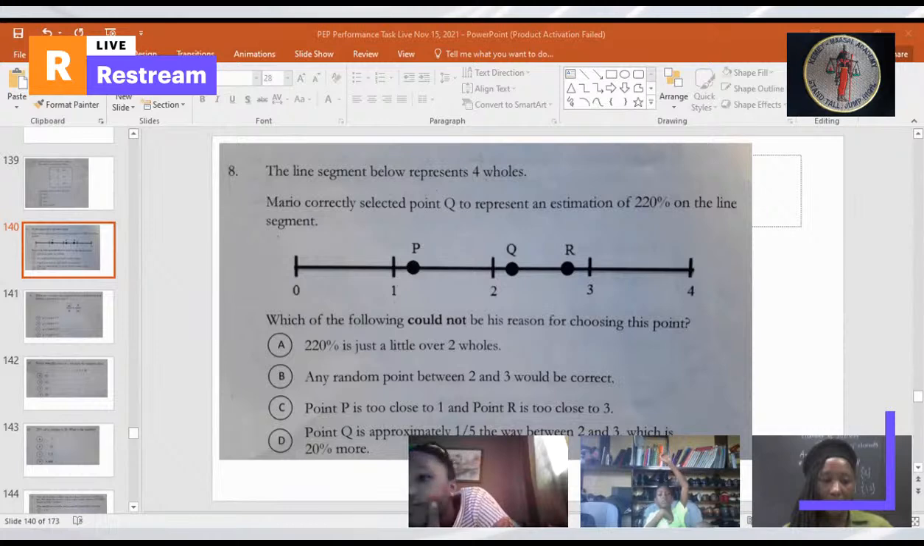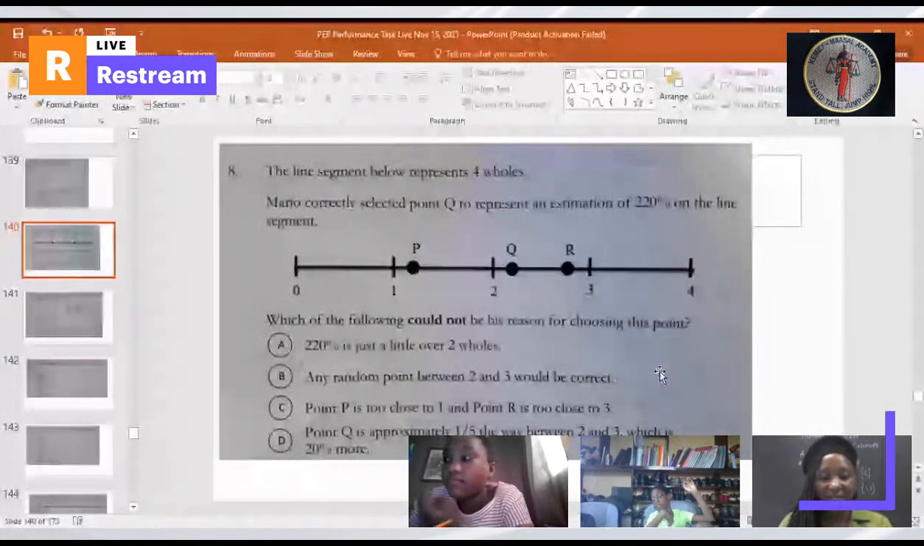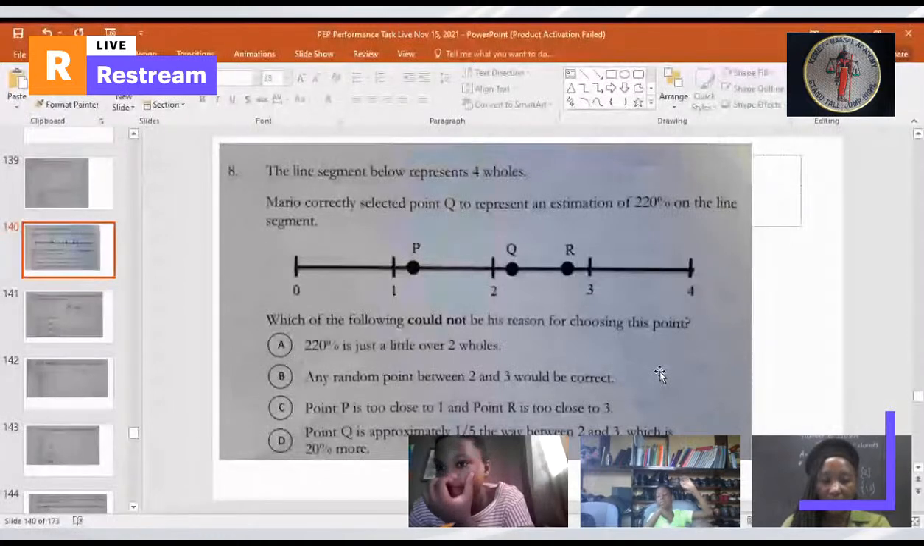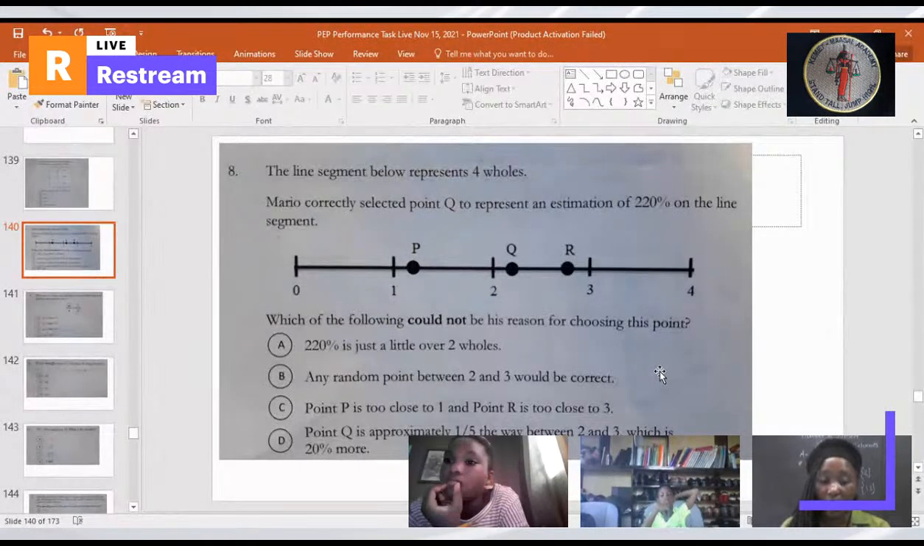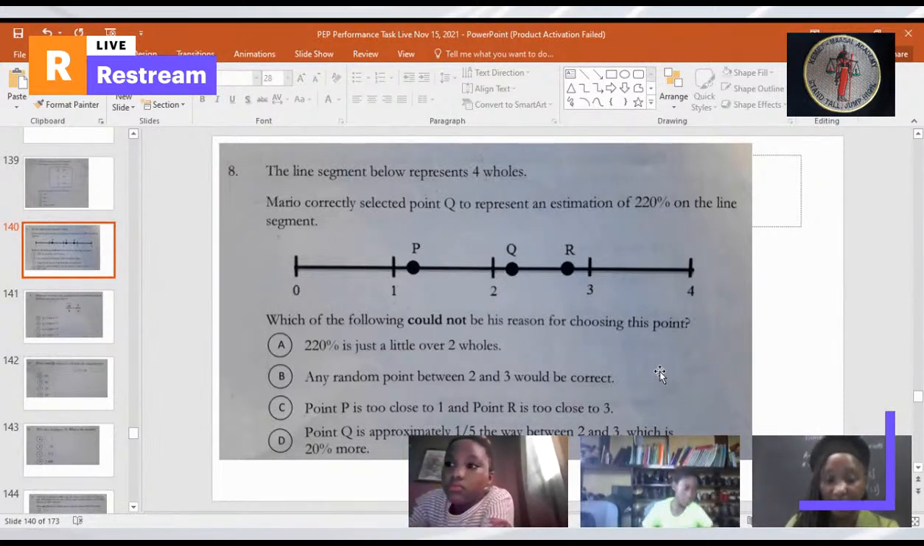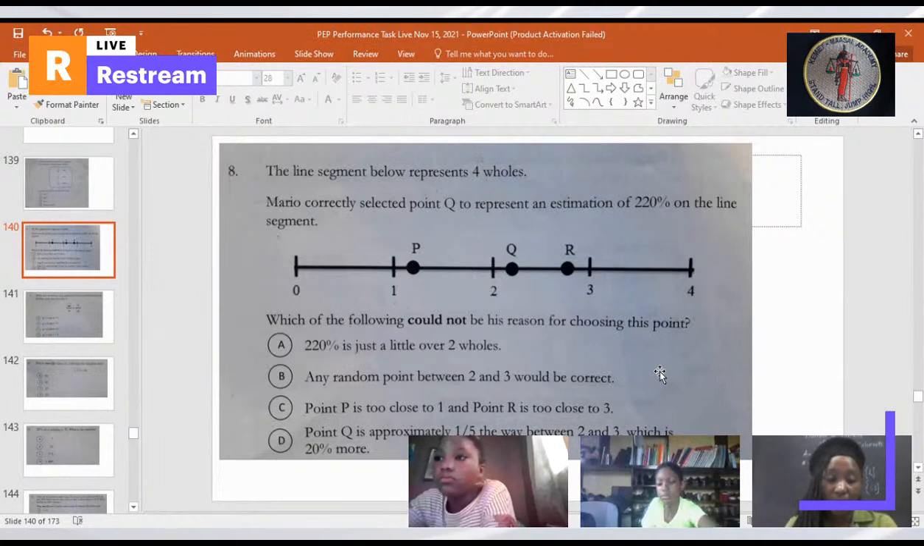Any ideas? So let's go one by one and see. The reason says 20 is just a little over 2 holes. Well, 100% is 1 whole, 200% is 2 wholes, and then the extra 20% would be a little over. So that is true. So that could be a reason why he put it just after the 2. So A could be a reason.